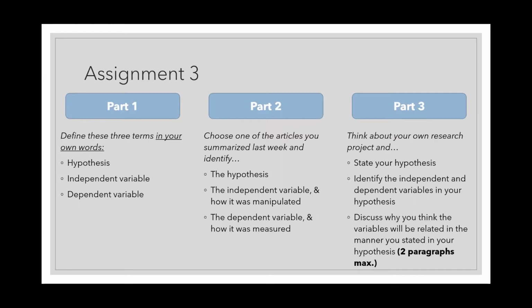And then part 3, I want you to think about your own research project and state your own hypothesis. So I'm asking for the hypothesis here, not the research question. Be mindful of that. And identify the independent and dependent variables within that hypothesis and discuss why you think the variables will be related in the manner you stated in your hypothesis. So in that, 2 paragraphs maximum, don't go overboard. But I would expect some reference to previous literature, probably the literature that you talked about in the second weekly assignment, and some citations there too.